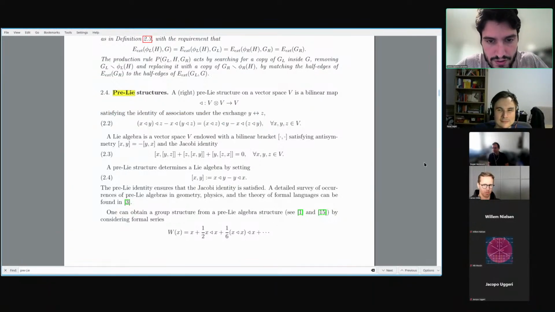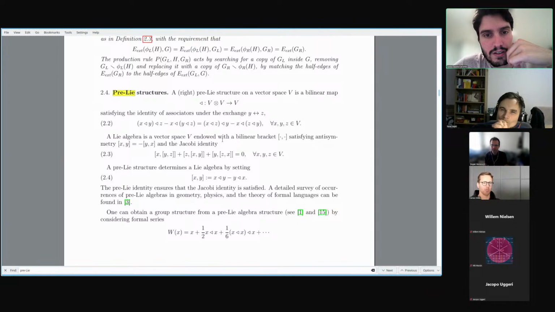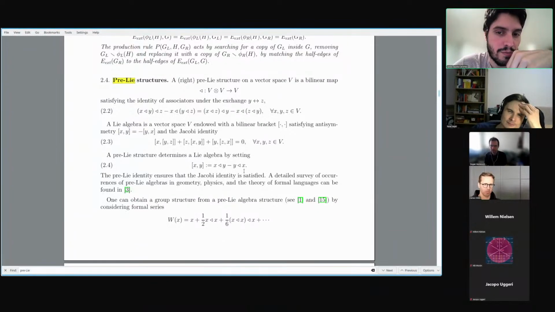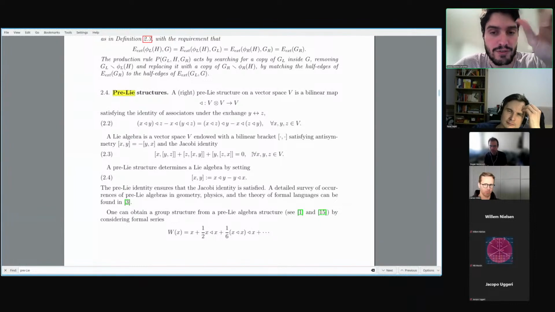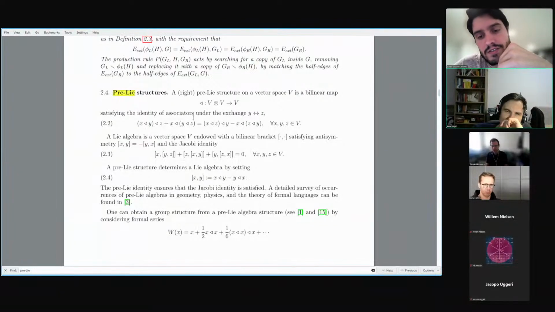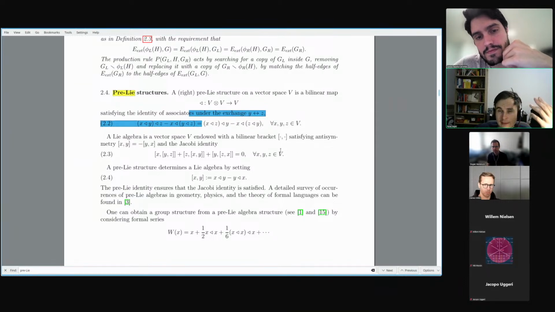You get a group structure from a pre-Lie algebra structure. Interesting. Pre-Lie, I see. So that's what you have here, right? It's pre-Lie because, as you say, the associator is symmetric in the second and third arguments. And basically what we are doing is taking the pre-Lie operation and composing it three times in order to get the ternary bracket.